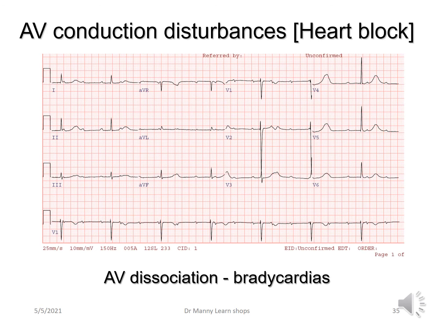Then you've got AV conduction disturbances, which we said could be heart block. And this is AV dissociation, which means the atria and the ventricles aren't working together, and this could be a bradycardia. The heart rate in this situation is about 30 again.